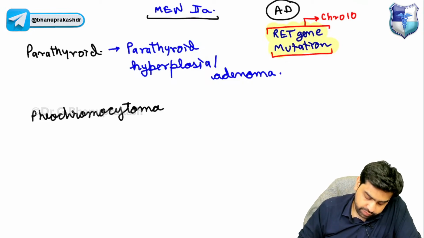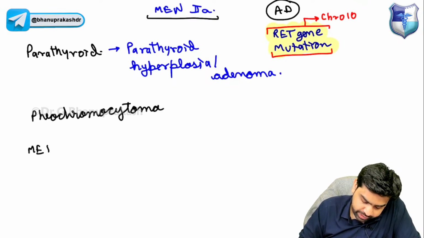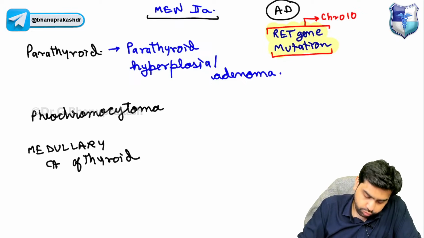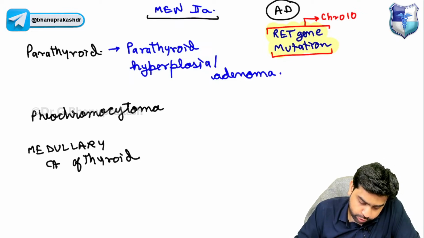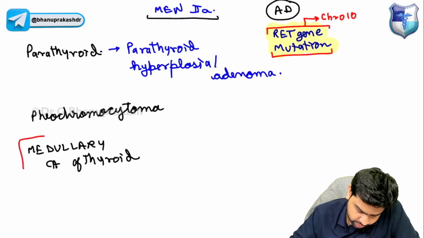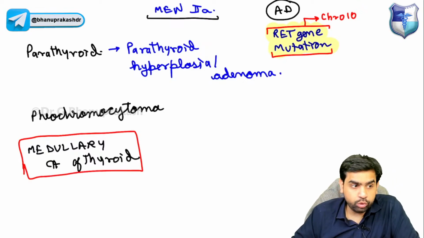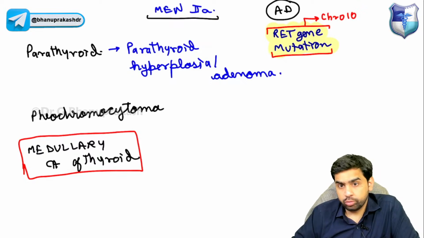Along with this, a very, very important thing is medullary carcinoma of the thyroid. Please do not forget that MEN 2A and MEN 2B both are syndromes associated with medullary carcinoma of the thyroid. So which thyroid malignancy is associated with MEN 2A and MEN 2B? It is medullary carcinoma of the thyroid. I hope you have understood this point.